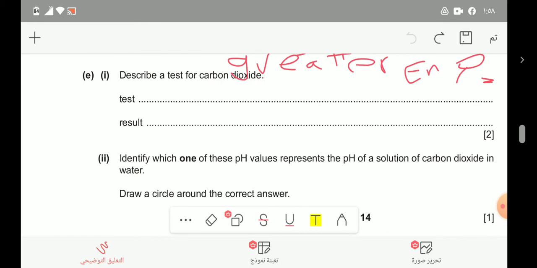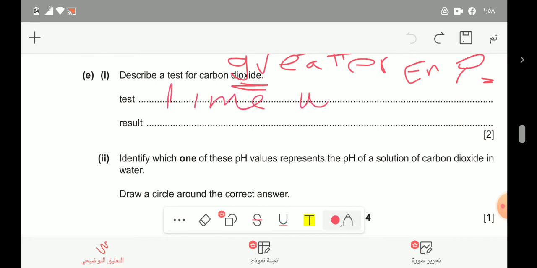Describe a test for carbon dioxide. Okay, carbon dioxide, the common test is lime water. Lime water turns milky, or becomes turbid, or shows turbidity of lime water.